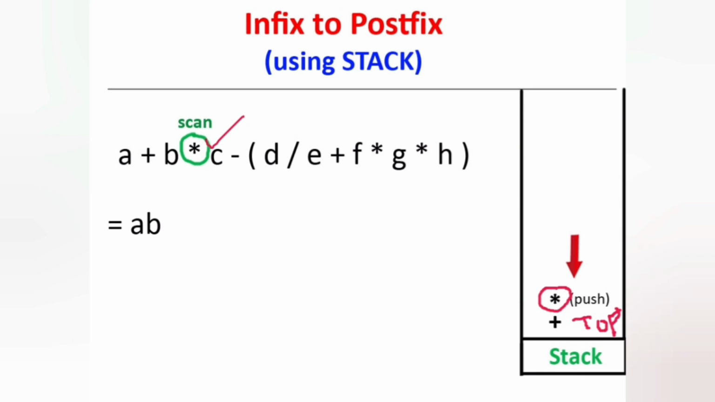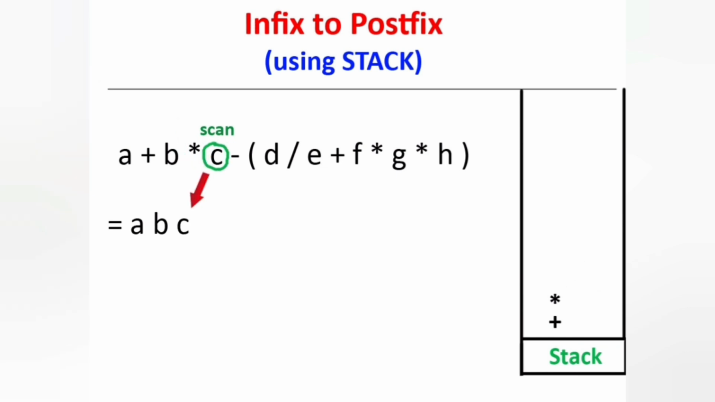Yes, plus was before the top. Now multiplication is supposed to be pushed into the stack, which has the highest priority. Since multiplication has higher priority than plus, it will be pushed in. Normally there will be no problem. Okay, it is pushed in. Now move to the next scanned item.